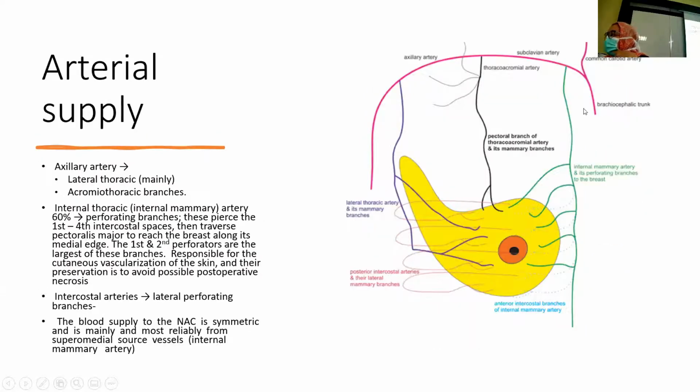So the arterial supply. I find it useful to start from medial and go to lateral. There are four main blood supplies to the breast. The first one is your internal mammary artery, also known as the internal thoracic. It's a branch of the subclavian artery. Which branch is it? Is it the first, second, third, or fourth?